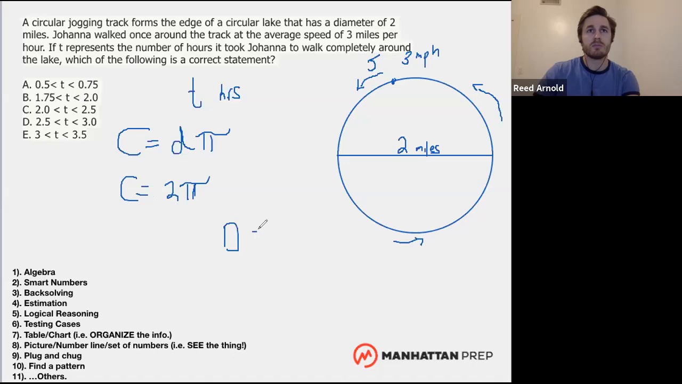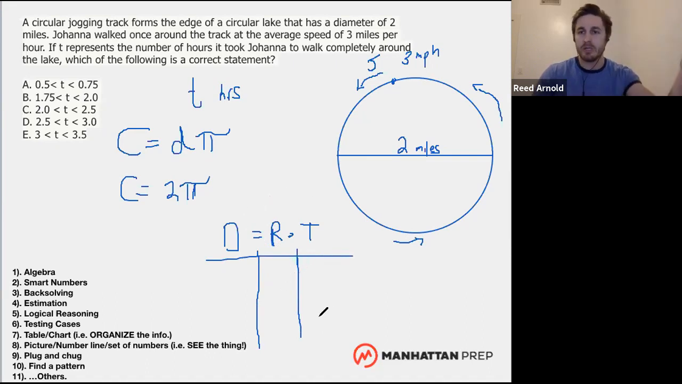When we're dealing with distance, rate, and time, I like to draw my distance, rate, and time equation. I almost always do this in a table, even though I'm not aware that I'm doing it. I just like to think of it as the slots of a table; it seems to help me get through the math. I know the distance that Johanna went was 2 pi, and I know her rate, I'm told, was 3. And I'm solving for her time.